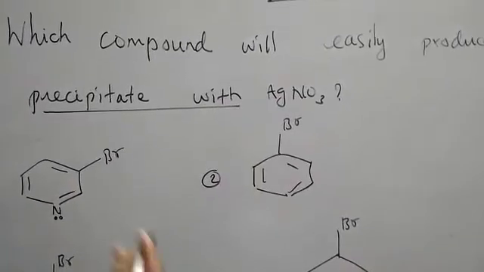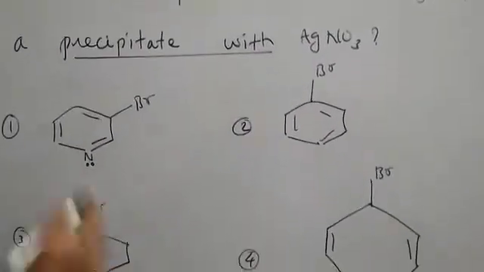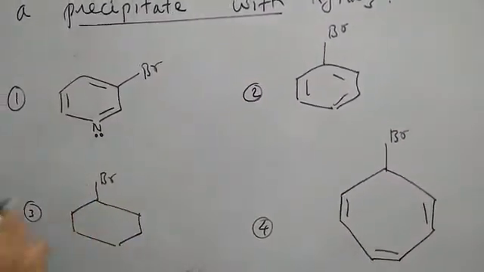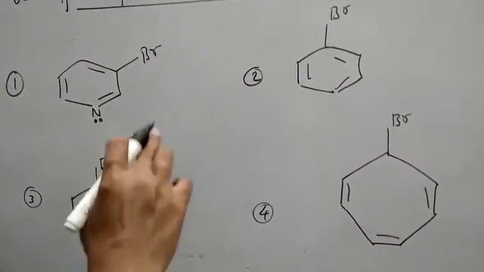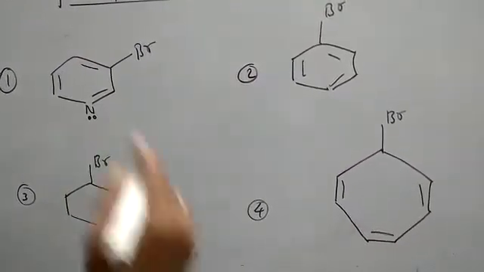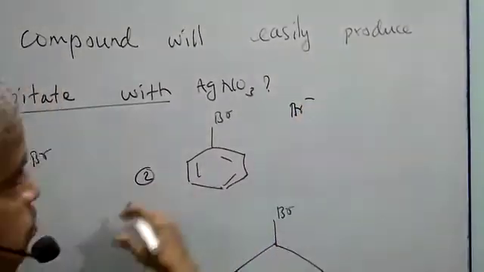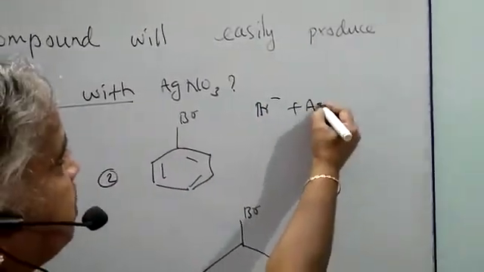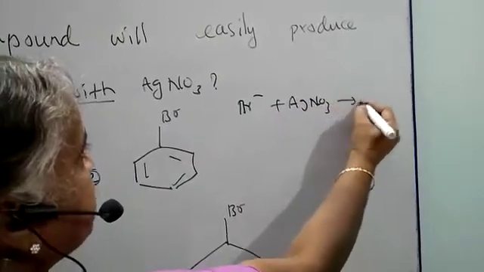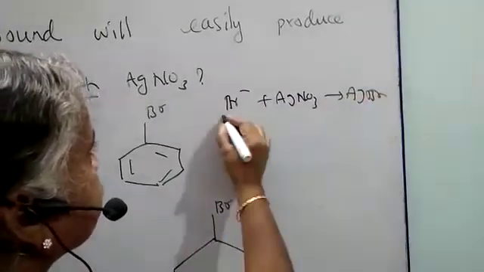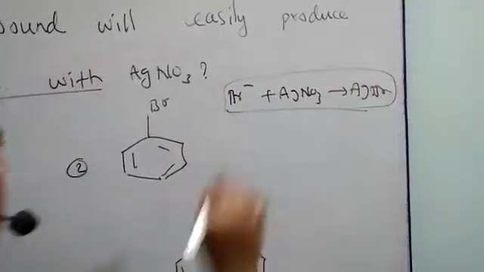So what is the thing? You can see the reactant, all are having the Br group. So Br minus ion with the silver nitrate. Let us see what the reaction is. Br minus should be produced from the organic compound with the silver nitrate. It gives AgBr. So this is the reaction that happens.